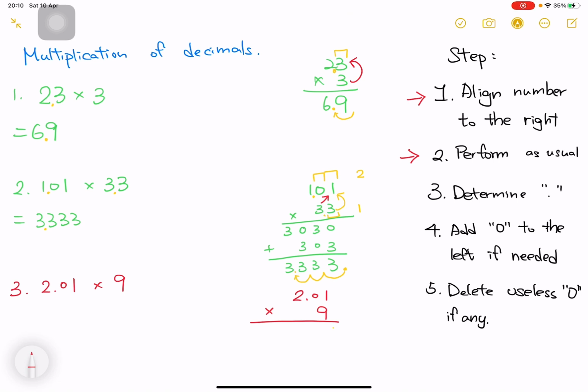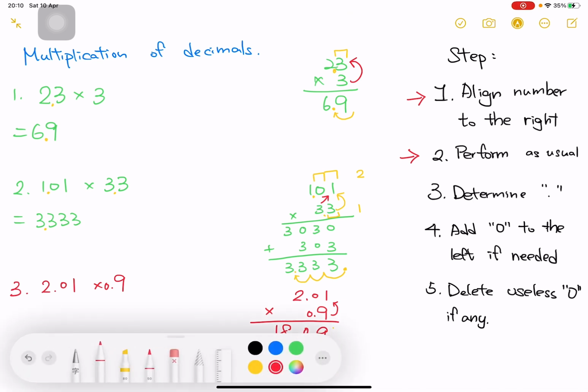Let me change the 9 to 0.9. I think it's much better to do an example. All right, 0.9, and I do the calculations as usual. I use the 9 times 1, because the unit place here is 0, and 0 times everything is 0, so we don't need to do it. So 9 times 1 is 9, and then 9 times 0 is 0. 9 times 2 is 18. All right, the answer is 1809.